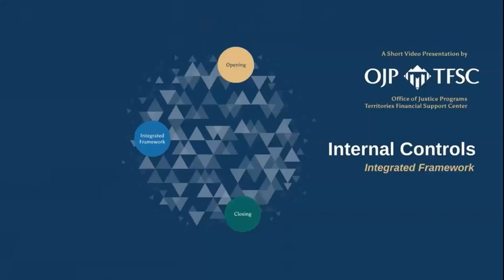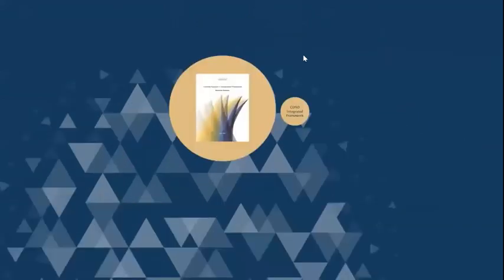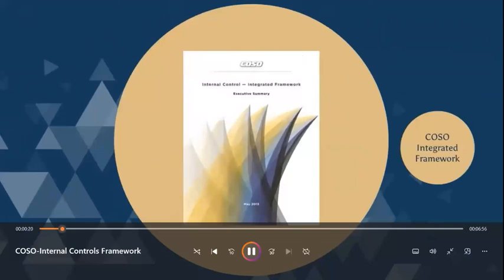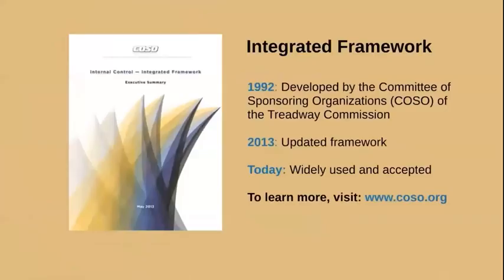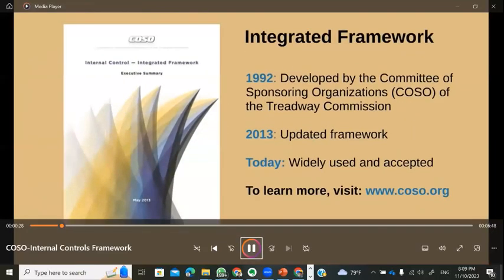Hello, and welcome to the Office of Justice Programs' Territories Financial Support Center short video presentation on the Integrated Framework for Internal Controls. In this short video, I want to highlight five key components for building strong internal controls in your organization. These five key components are part of the Integrated Framework developed in 1992 by the Committee of Sponsoring Organizations of the Treadway Commission, also known as COSO.